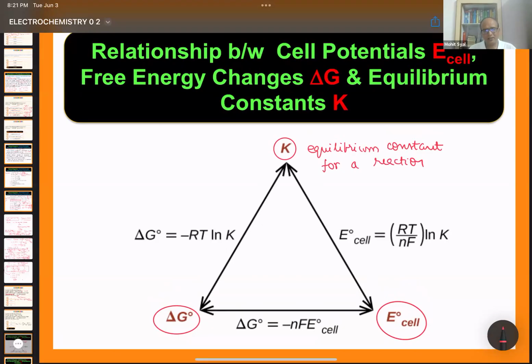What is delta G? Gibbs free energy. It tells us about the spontaneity of a chemical reaction, right, Aisha? Whether a reaction can happen or not. Gibbs free energy decrease. It is just like a potential energy. Suppose the Gibbs free energy change is negative, if the Gibbs free energy is decreasing, the reaction will be spontaneous.